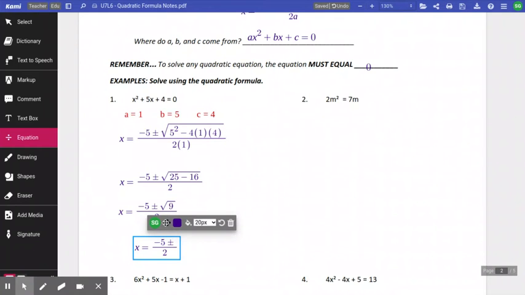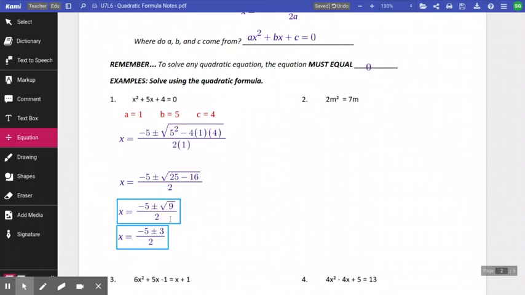Well, I've still got my -5. I copied down my plus or minus. But instead of saying the square root of 9, well, the square root of 9 is equal to 3. And notice I got rid of that square root sign. Thank goodness. I got rid of it because we've taken the square root. We're saying the square root of 9 equals 3. So at this point, I have done all the math with our square root.